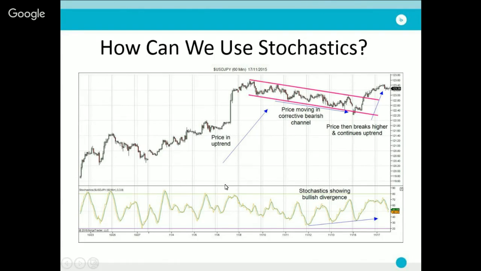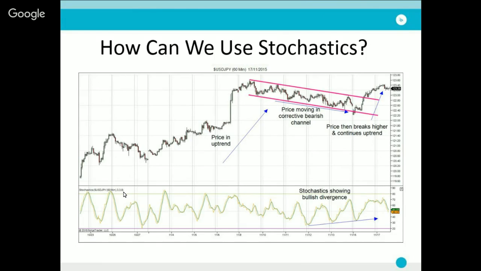Okay, another thing to point out here is that in this slide, I'm using slightly different stochastic settings. I'm using 3, 3, and 8 instead of 3, 3, and 5. And again, this just comes down to personal preference. Often on MT4, I use 12, 3, and 3. I find that that works really well. The setup on NinjaTrader is a little different, and so I use 3, 3, 8 for the majority of the time. But again, play around with the settings and find the ones that work best for you.